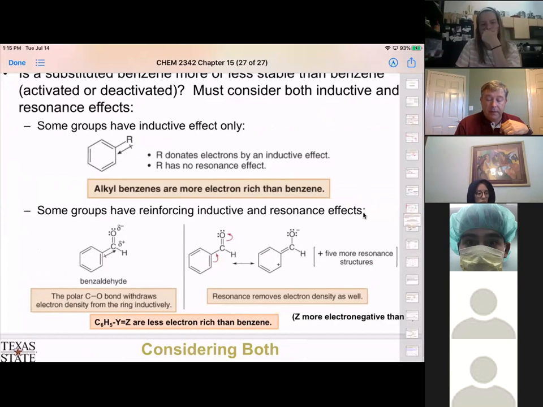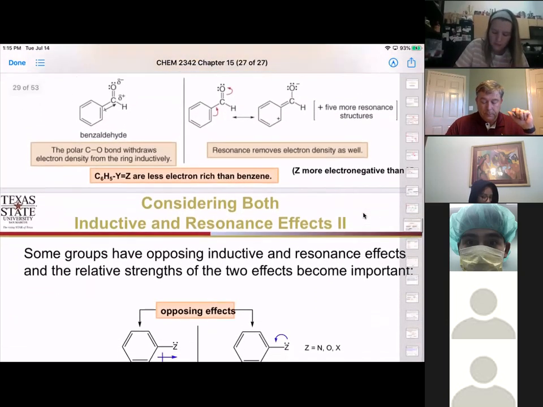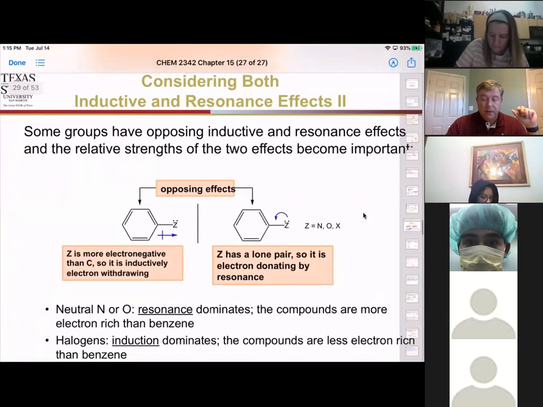So some groups have a reinforcing inductive and resonance effect. They are both acting as electron withdrawing, okay? So in the alkyl group, we don't have any resonance effect. We only have an inductive effect. In the carbonyl groups, we have both an inductive withdrawal and a resonance withdrawal, okay? So they're both reinforcing an electron withdrawing group. So let's talk about that a little bit.